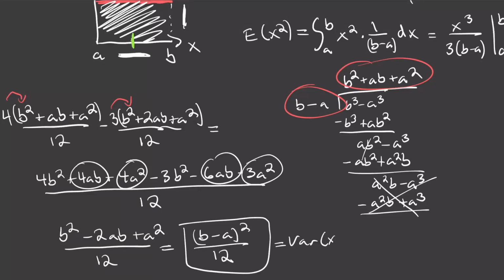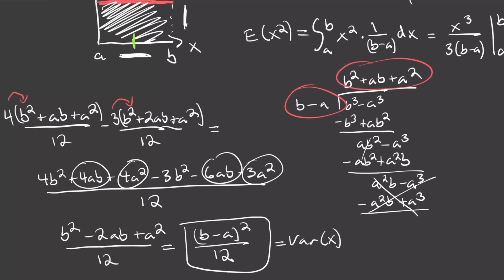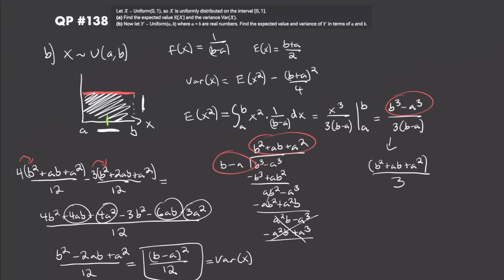When x is a uniform random variable taking values between a and b, it's going to be the squared difference between our bounds divided by 12. So yeah, this is the simplest continuous distribution, and there's a lot of cool things that you can do with it. So yeah.